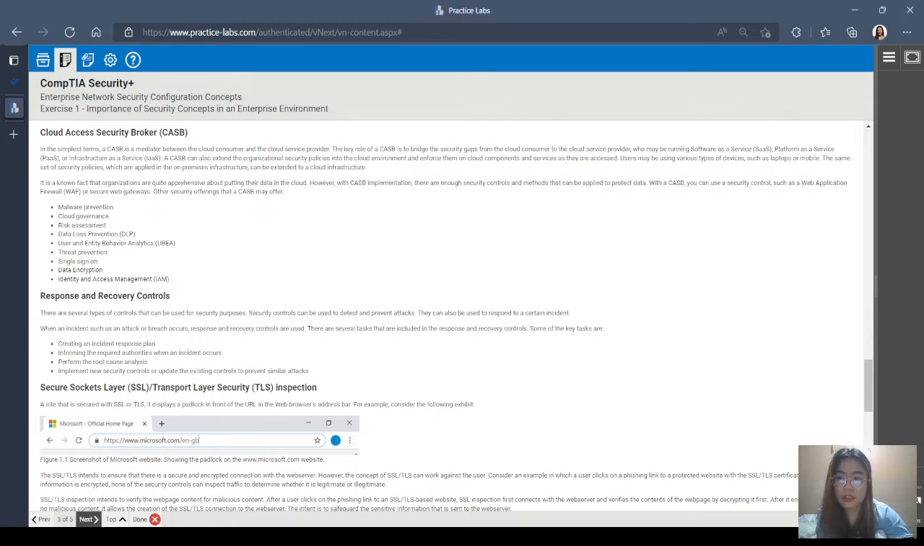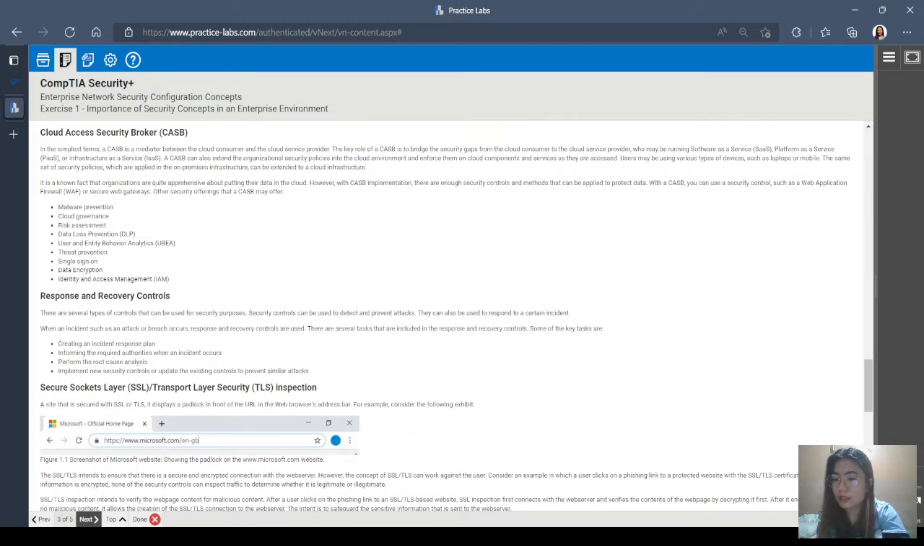It is a known fact that organizations are quite apprehensive about putting their data in the cloud. However, with CASB implementation, there are security controls and methods that can be applied to protect data. With a CASB, you can use security controls such as a web application firewall or secure web gateways. Other security offerings that a CASB may offer: malware prevention, cloud governance, risk assessment, data loss prevention, user and entity behavior analytics, threat prevention, single sign-on, data encryption, identity and access management.